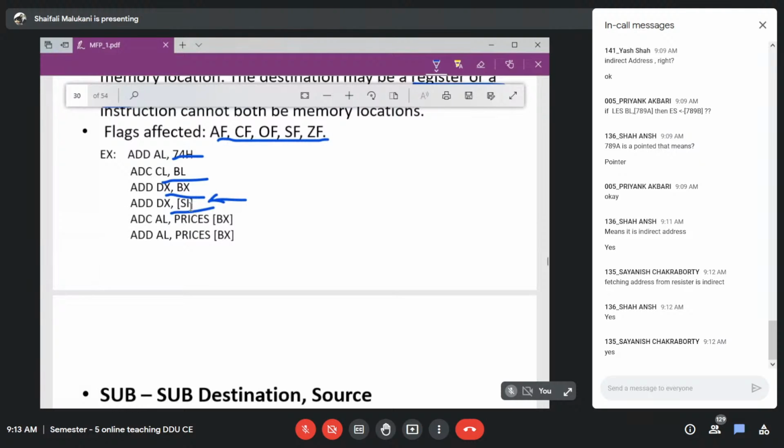Content of SI is taken as address. That address, the address of that content pointed by SI, is added to BX. Okay, so this is the offset of prices, and the offset of the content of BX is added, and that is taken as addition.